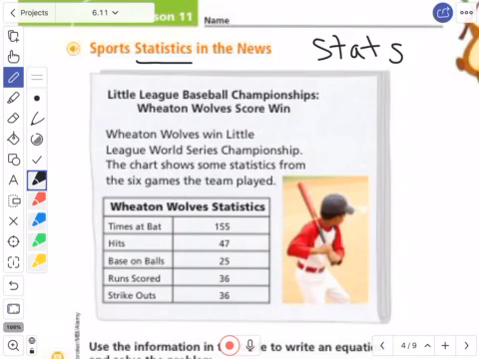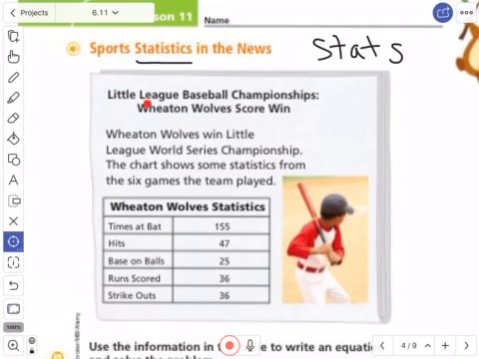So I'm just going to start up here in the black. Little League Baseball Championships, Wheaton Wolves score win. If you can tell, it kind of looks like a newspaper. So basically this is a fake newspaper sports section where they're giving you the stats about this baseball team. Wheaton Wolves win Little League World Series Championship. The chart shows some statistics from the 6 games the team played.